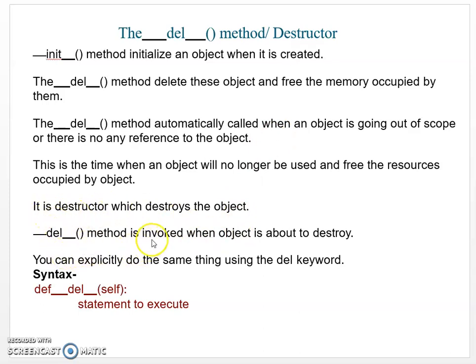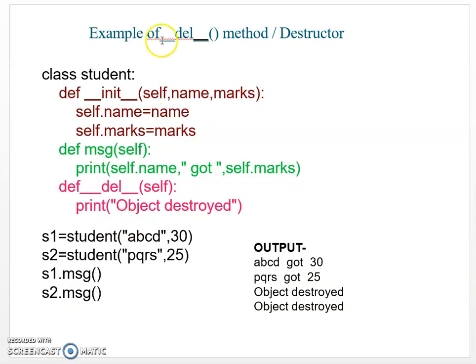This del method is invoked when the object is about to be destroyed. There is no need to write this del method explicitly, but if you want to specify it, you can do so with the help of the keyword del. I have shown the syntax here: def __del__(self). Only in place of init we have to place the del keyword. So we will see the example.